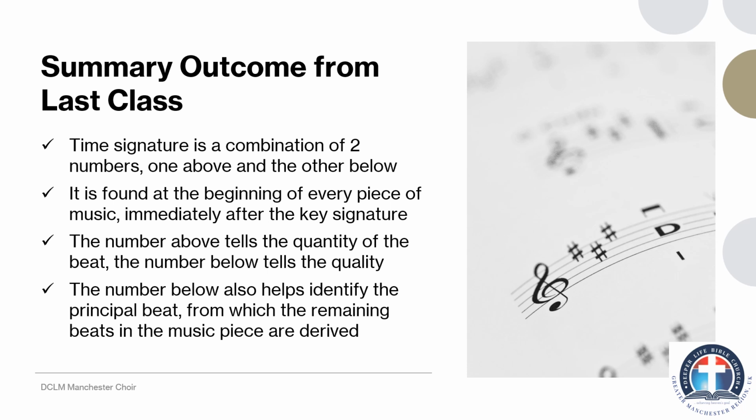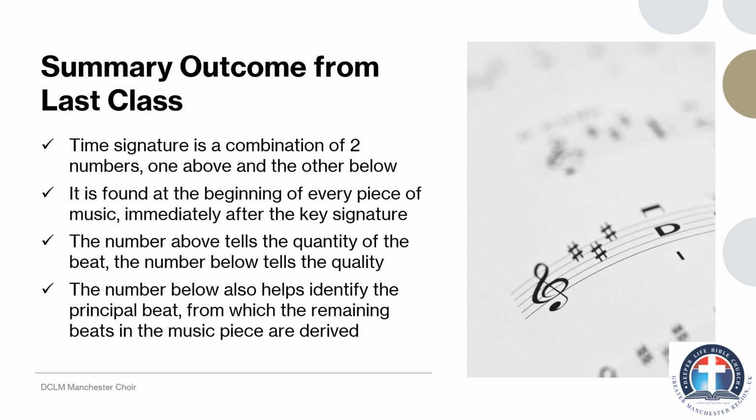In the last class, we talked about time signature, and our teacher took us through the definition of time signature. He explained that time signature is a combination of two numbers, one above and the other below. It is also found at the beginning of every music piece, immediately after the key signature. The number above tells us the quantity, while the number below talks about the quality, which is the value. The number below helps us to identify the principal beat in each bar.